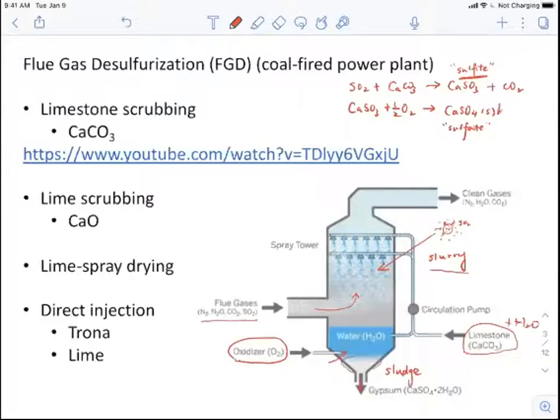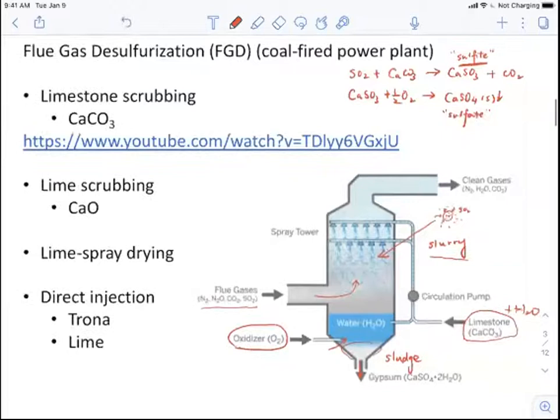Okay, so there's some difference between the slurry and the sludge. Slurry contains more water, sludge contains less water. Okay, and then basically this is a chemical reaction that's taking place. And we could also have other types of scrubbing systems, for example, the lime scrubbing.